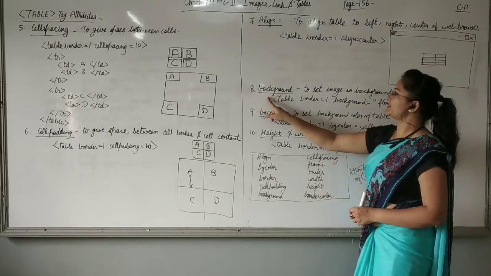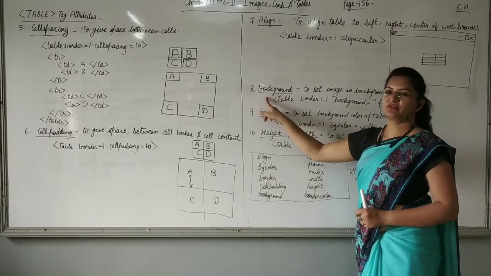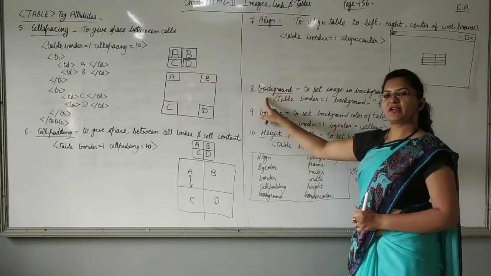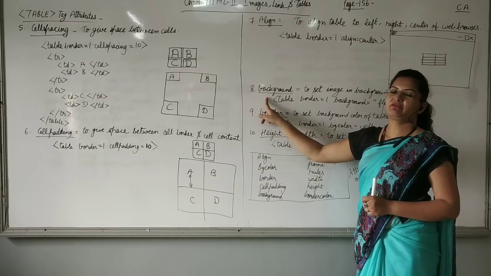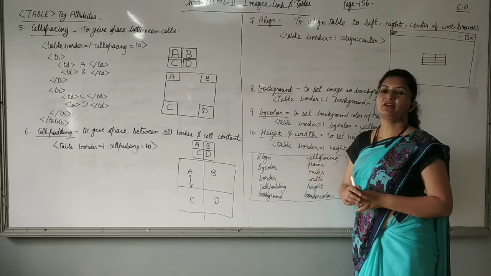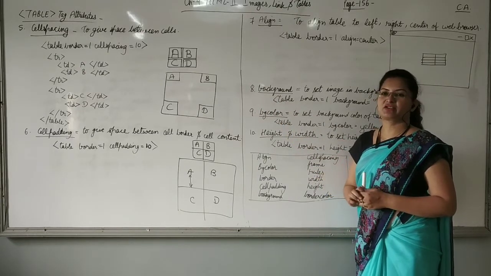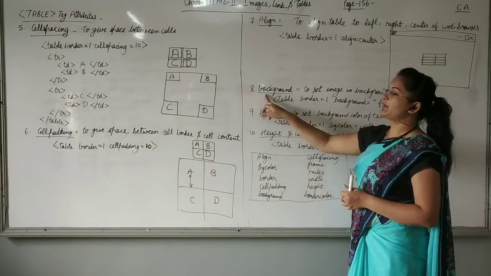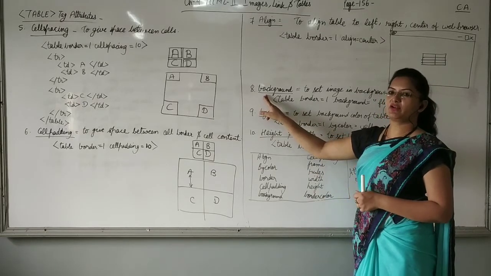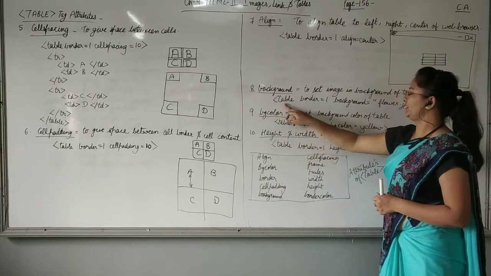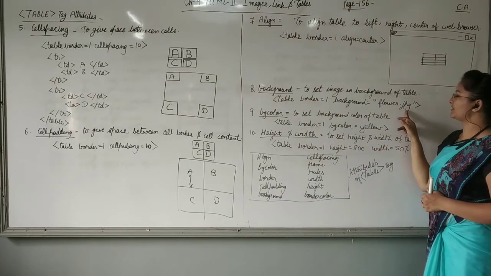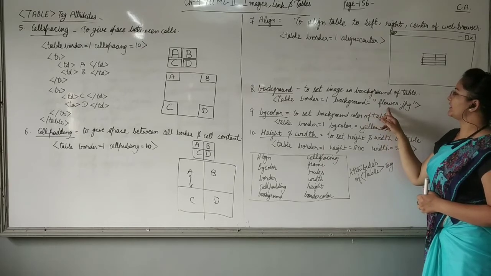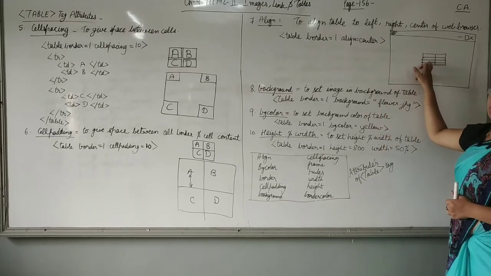Now the next is background. This we have studied in body tag attributes also. Background will set an image in the background. If you want a picture in the background of the table, not the web page, then we write table border equals to 1, background equals to flower.jpg. That means this picture will come in the background of this table.